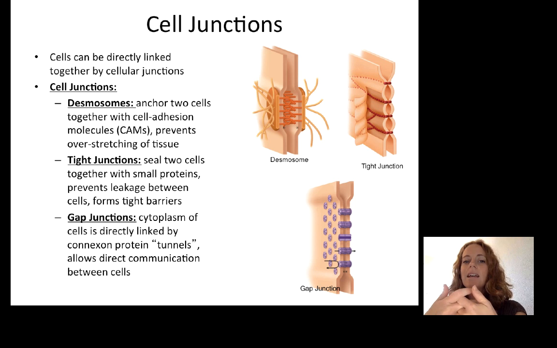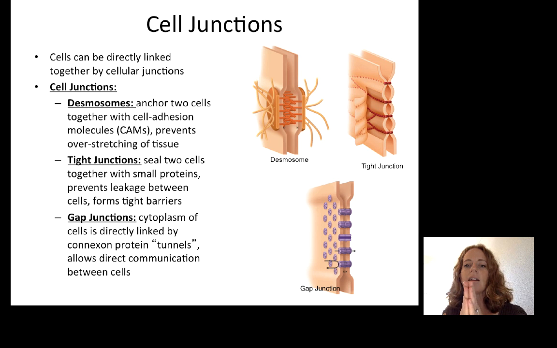And the desmosomes will anchor two cells together with some specialized molecules that we call cell adhesion molecules, or we abbreviate that with CAM. That prevents overstretching of tissues, and it keeps the cells very tightly linked together in tissues that are moving a lot. The next is tight junctions, and you will see tight junctions in cells of the body where we need to seal the tissues very tightly.